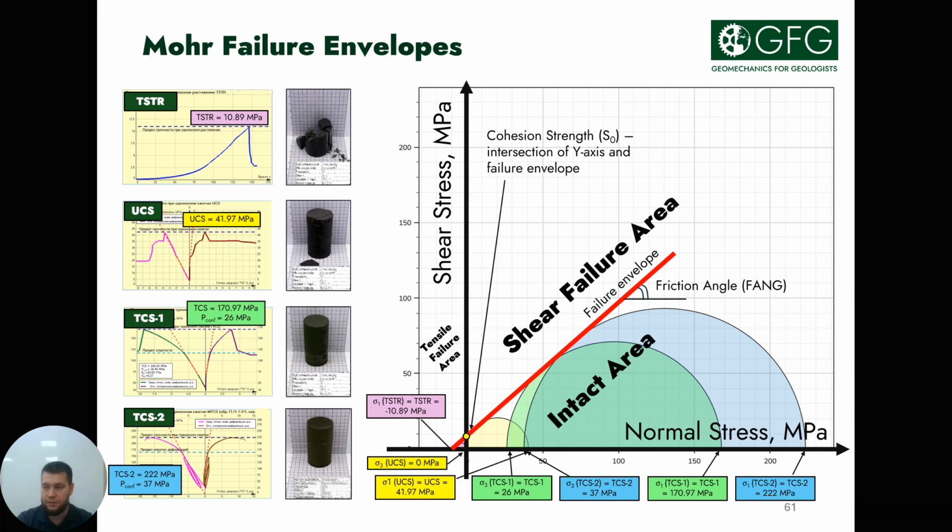So the static investigation at different confining pressures can be used to build more failure envelopes. They make it possible to determine the cohesion and friction angle, which are calibration parameters for the geomechanical model.